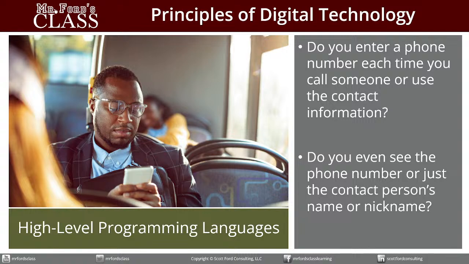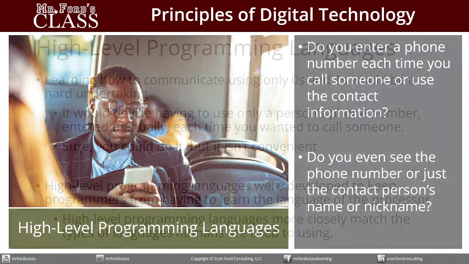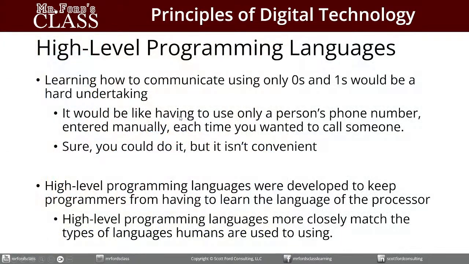I can put the name in my contacts. I can put the name in my phone. I don't need to put the phone number in. I just have to be able to put their name in. So that is high-level programming languages kind of in a nutshell. So learning how to communicate with zeros and ones can be rather hard. It's an undertaking. And so high-level programming languages were designed for programmers to have an easier time of it, to be able to understand the languages because it's more closely related to how we normally communicate.